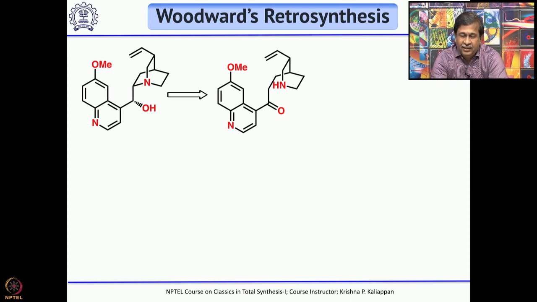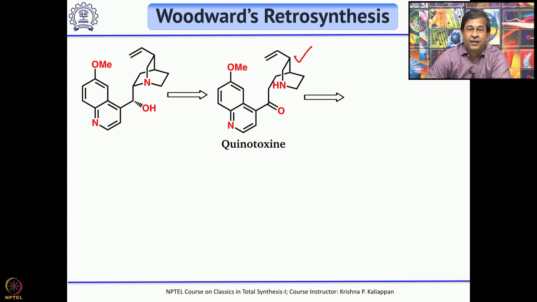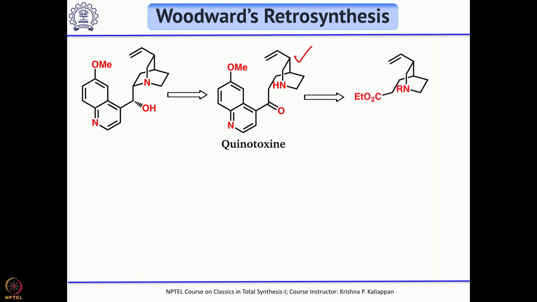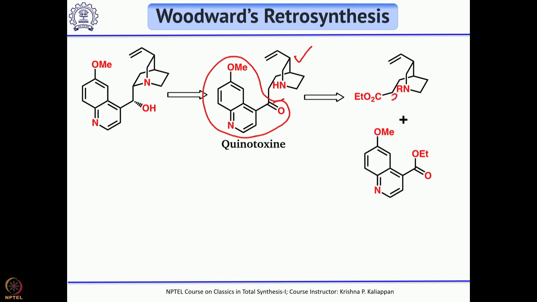So, he thought if he makes this, then that should constitute what we call a formal synthesis of quinine. And this quinotoxin can be obtained from this, as well as the corresponding ester, via a Claisen reaction. You can generate the anion and attack here and you will get a beta keto ester, and then beta keto ester decarboxylation will give quinotoxin. So, now he has to make these two starting materials or key intermediates.